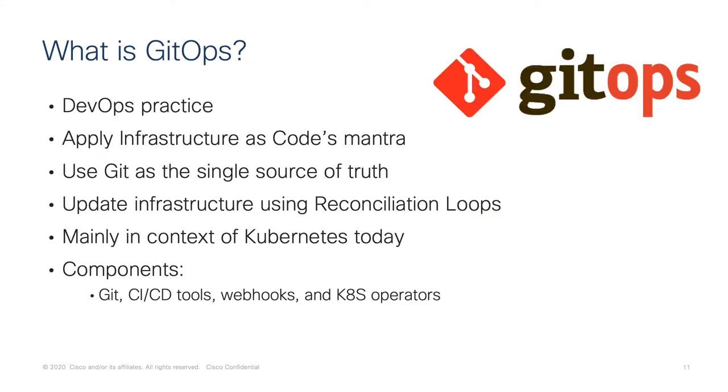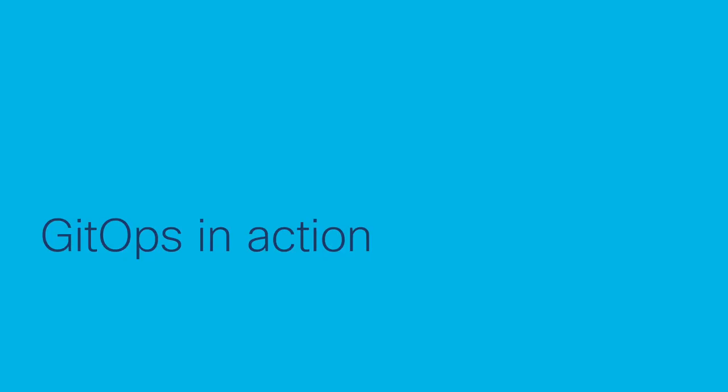One of the new concepts I want to introduce to you is the concept of GitOps. GitOps is a DevOps practice which applies infrastructure as code's mantra to define a specific set of tools and a toolchain that can be used together to manage your infrastructure as code. The first pillar of GitOps is the use of Git as a single source of truth. Everything around configuration needs to come from Git, and pull requests and merges of pull requests are used to trigger events throughout your system. On top of using Git, GitOps introduces the idea of reconciliation loops that are used to update your infrastructure when the code changes. Today, the concept of GitOps is revolving around Kubernetes. Let's now see how we can put this in practice.